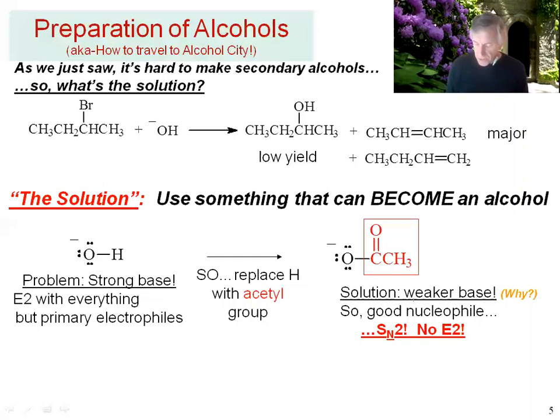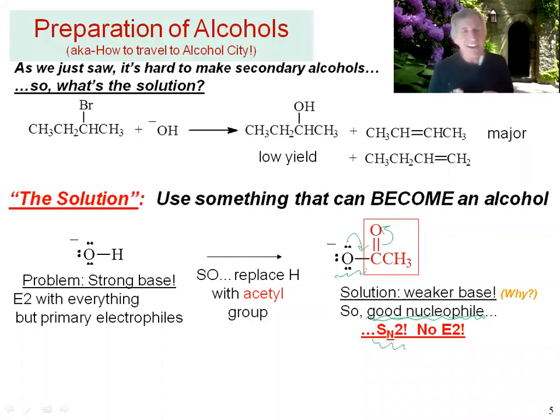This is a much weaker base, if you remember, due to this resonance structure that can take place here. But this is still a good nucleophile, this acetate. So I can use this acetate in an SN2 reaction on my alkyl halides with no fear of ever doing elimination. So I get one step closer to my alcohol. I change the bromide and I get to add an oxygen. Ooh, I'm almost there.